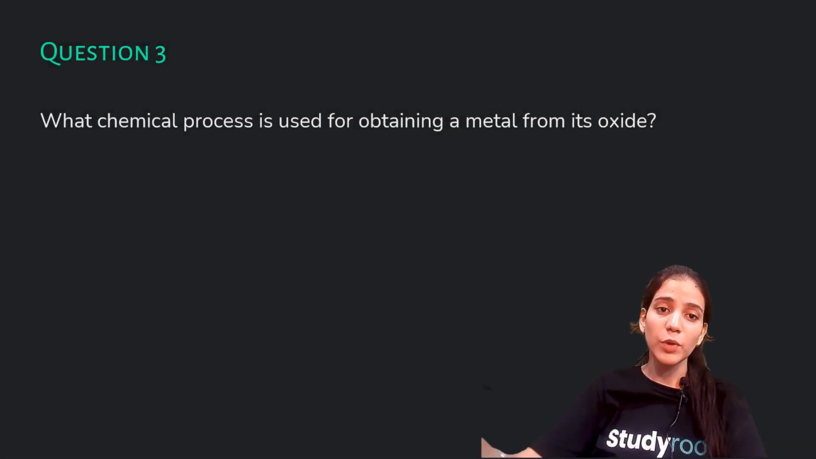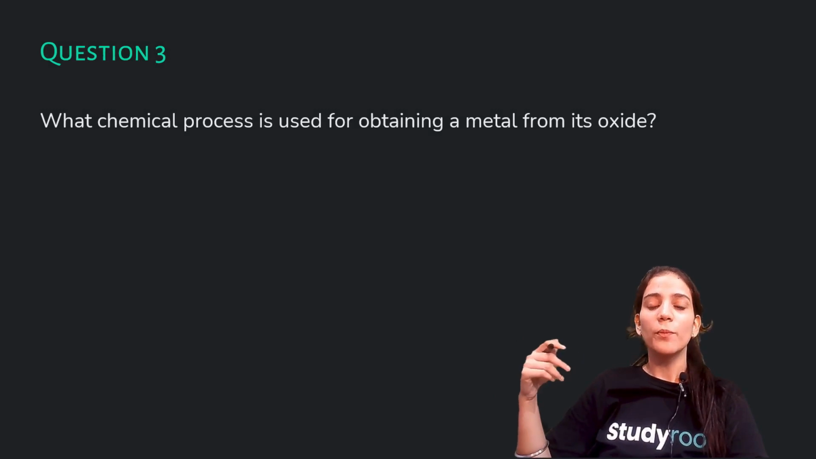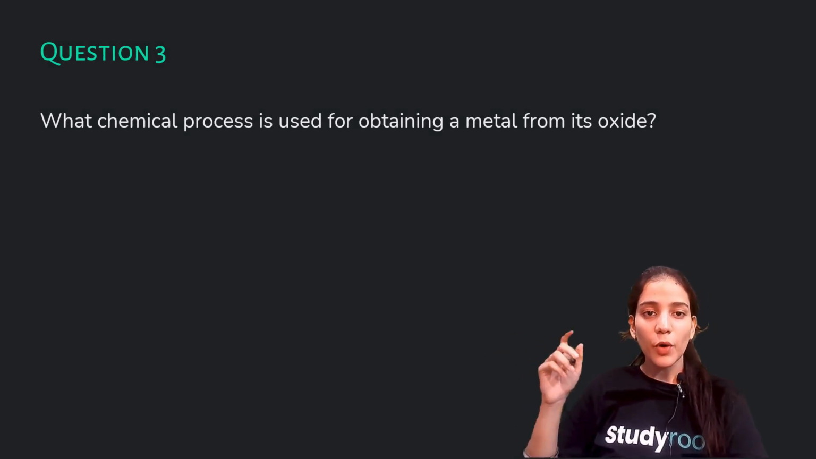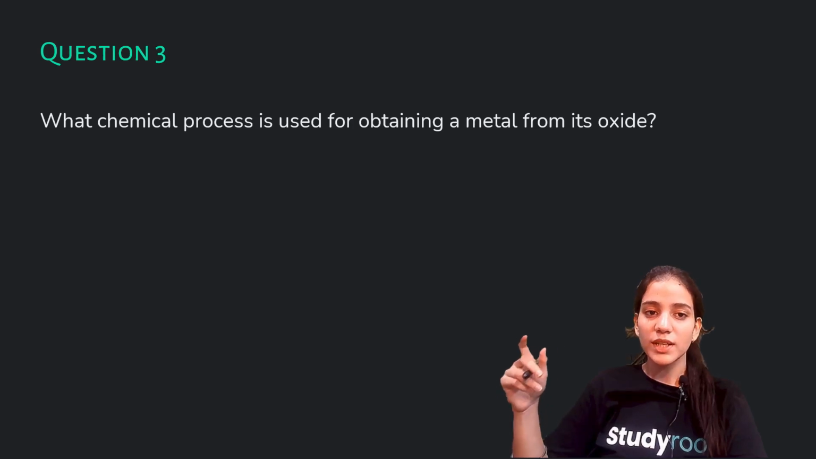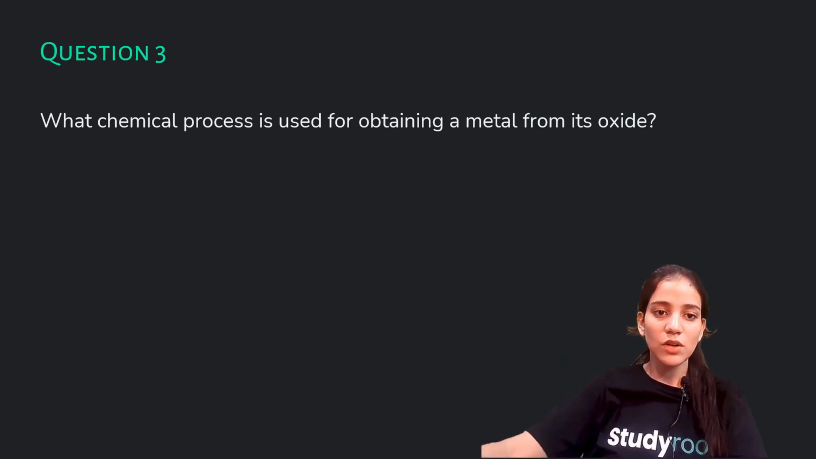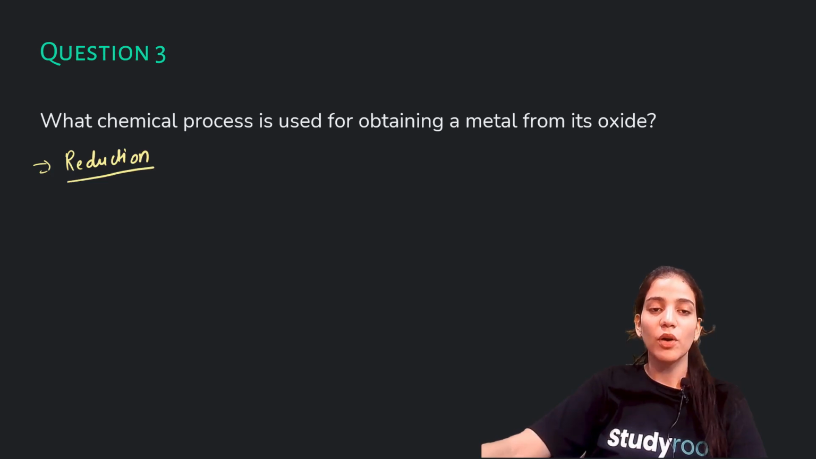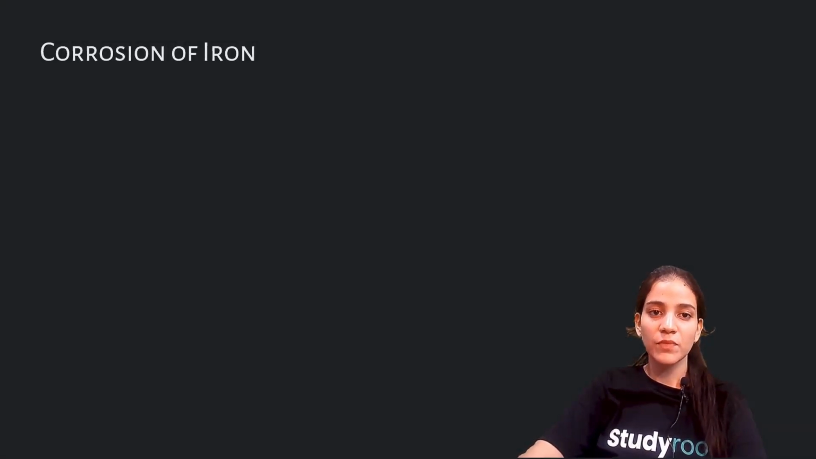Now, what chemical process is used for obtaining a metal from its oxide? The chemical process which is used for obtaining metal from its oxide is called reduction. Some suitable reducing agents are used in this process, depending upon the metal that has to be extracted.